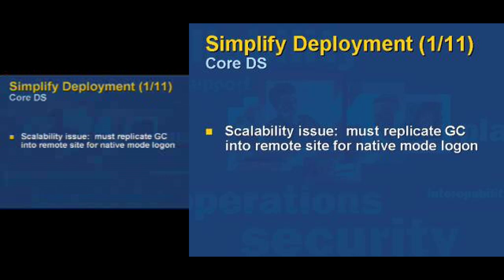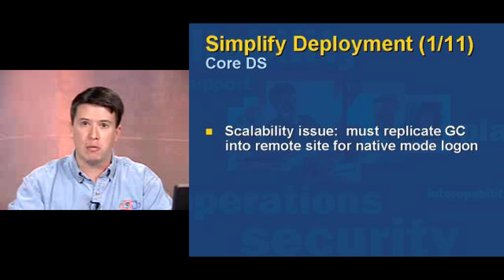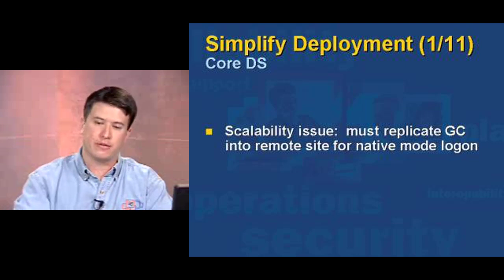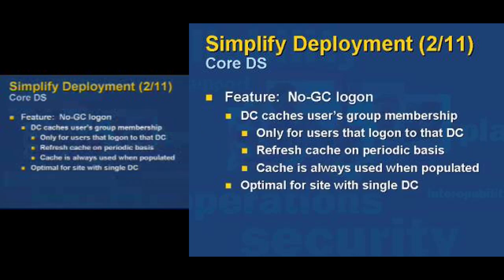Here's a scalability issue which I'm sure that you're all very familiar with. In order to log on to a native mode domain, you have to have a global catalog server available. In a branch office, that means having to replicate the global catalog into that branch office so that you can do a logon if the WAN link is down. Well, we're going to address that. And we're going to address that using a feature that we call No GC Logon.